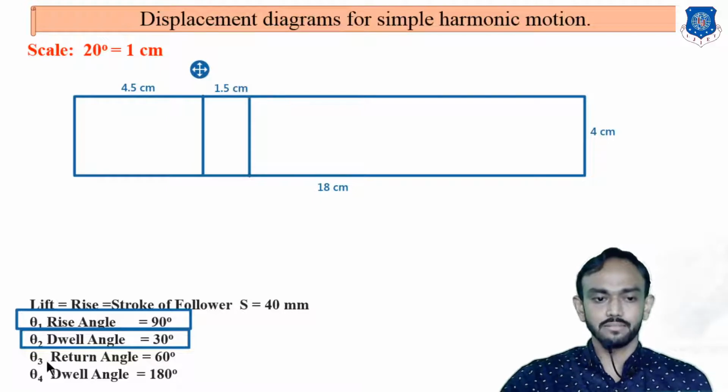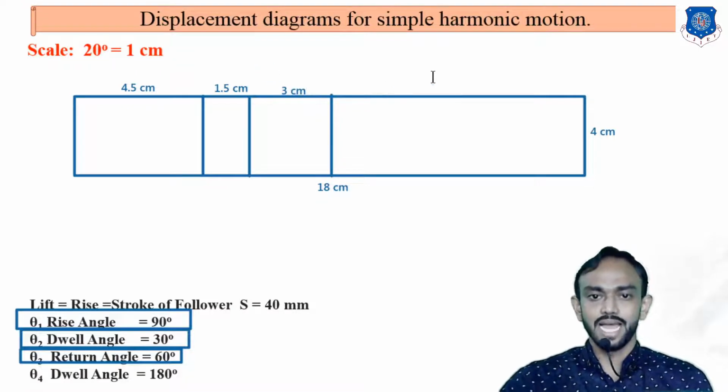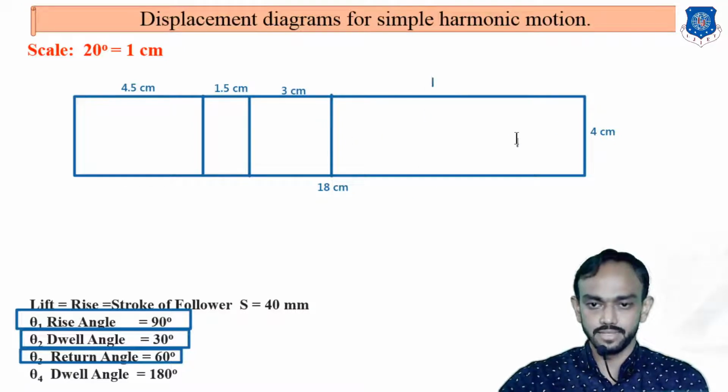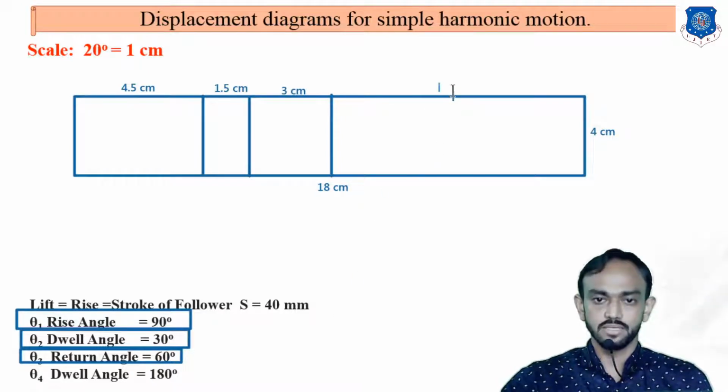After that, the last angle, the return angle, is 60 degree. So in our rectangle there will be 3 centimeter. This is the 3 centimeter. After that, the remaining distance will be 9 centimeter, because 180 degree is there.